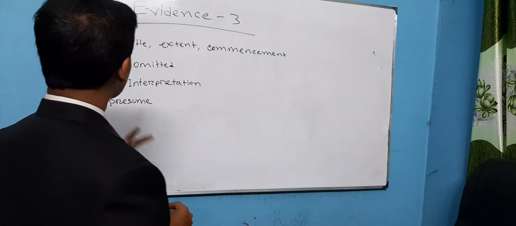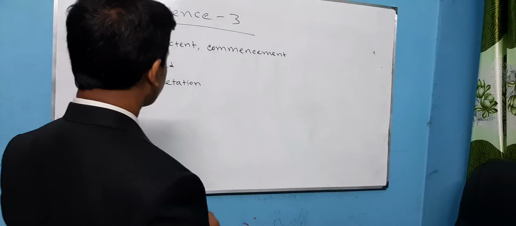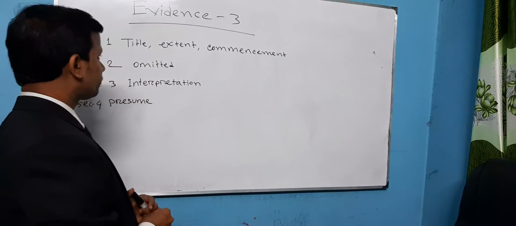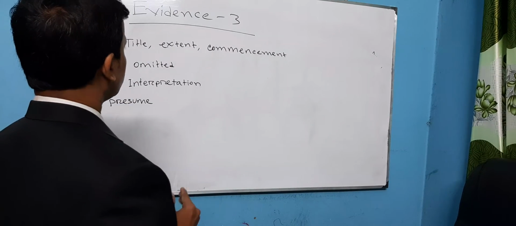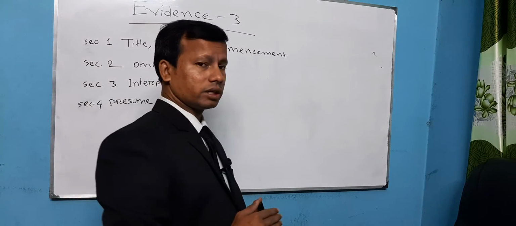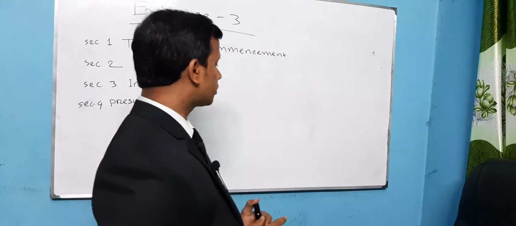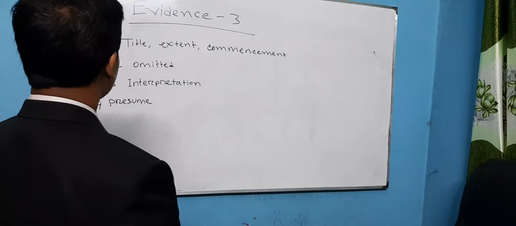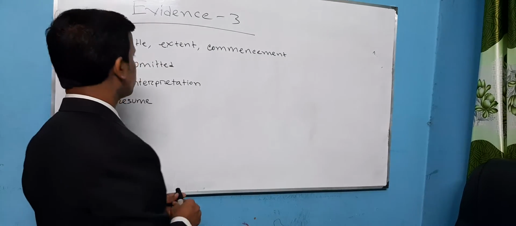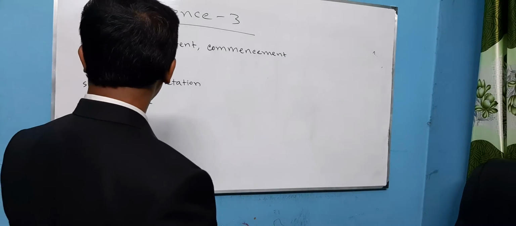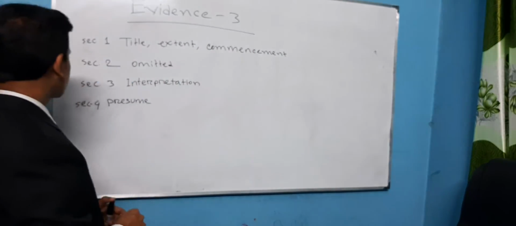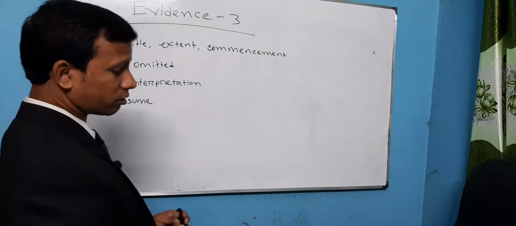So the extent and commencement. Commencement means from when the law will be used. From 1st September 1872, this law will be effective and enforced. Section 2 is omitted. And section 3 is interpretation or definitions.